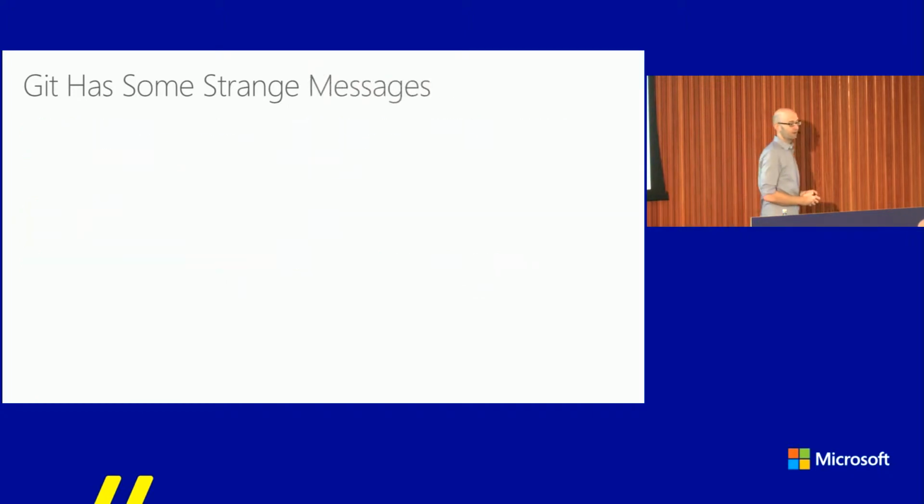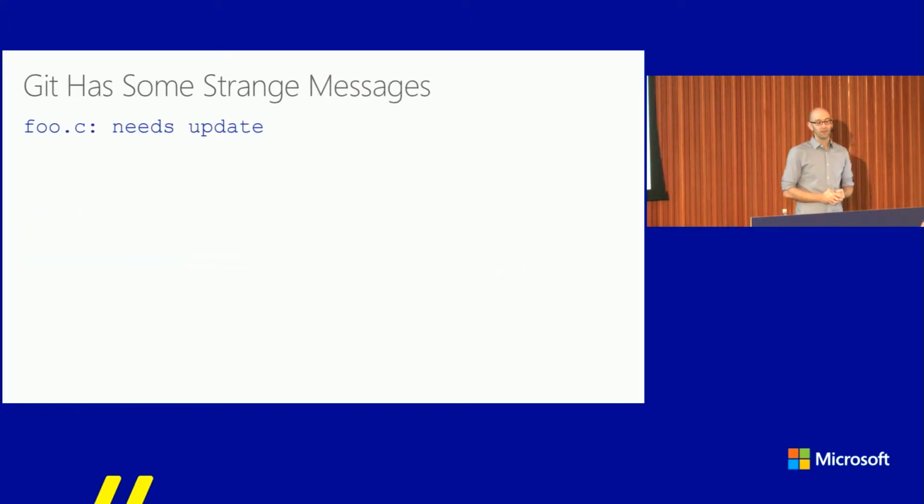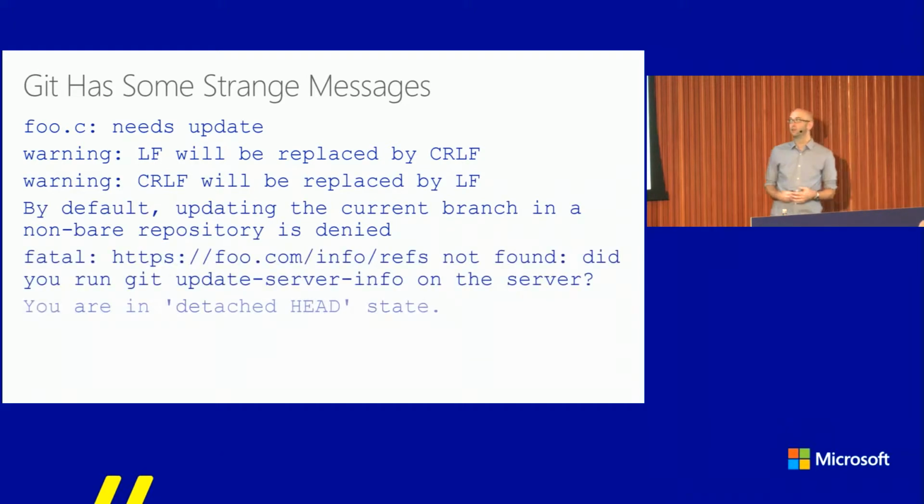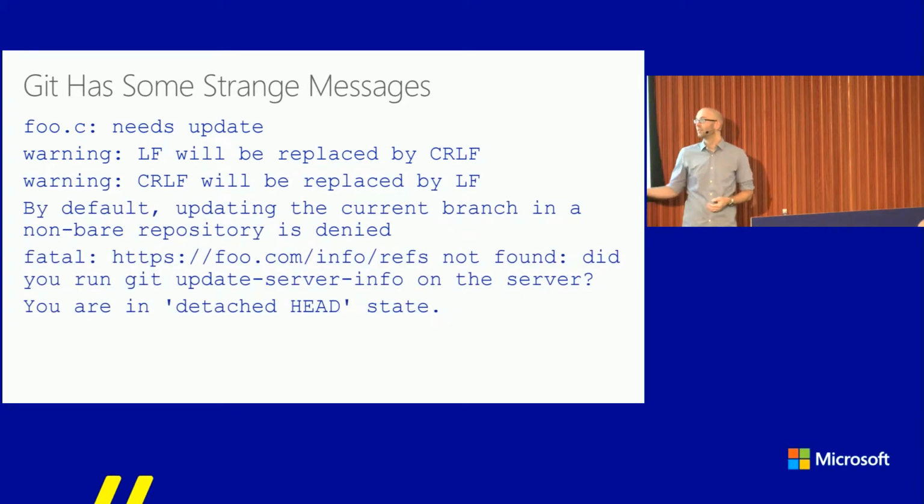And if you get it wrong, Git gives you some strange error messages that don't exactly tell you what you need to do to fix the problem that you're having. The last one's my favorite. You're in a detached head state. What on earth does that even mean?